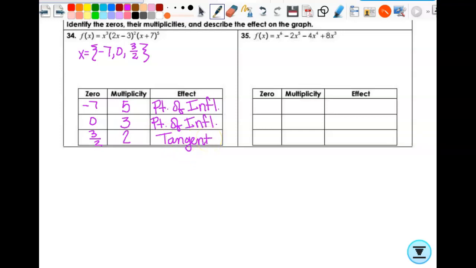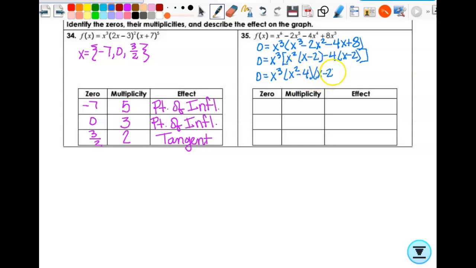Then on the next one, I'm going to have to factor. So I get, let's see, I have a GCF here. So I'll factor out my x cubed. That leaves me with x cubed minus 2x squared minus 4x plus 8. Then I can factor by grouping. x squared times x minus 2 minus 4 times x minus 2. So 0 equals x cubed times x squared minus 4 times x minus 2.